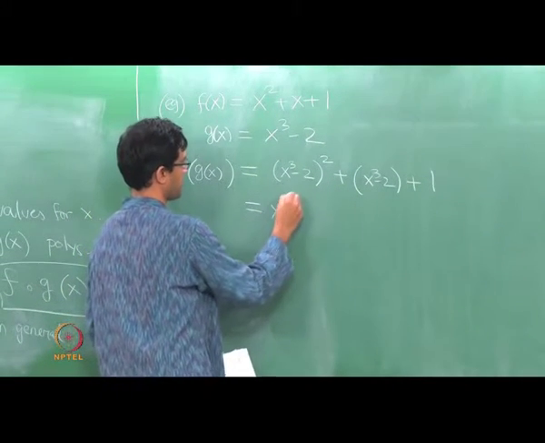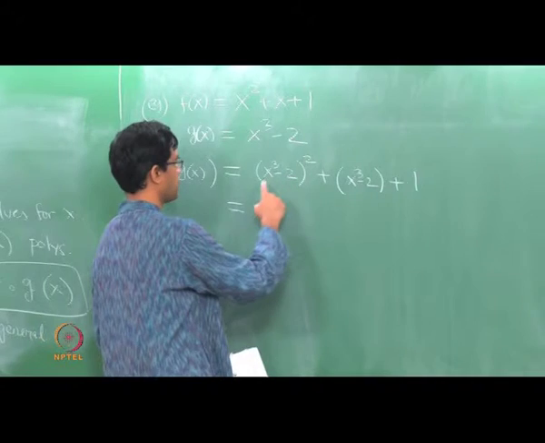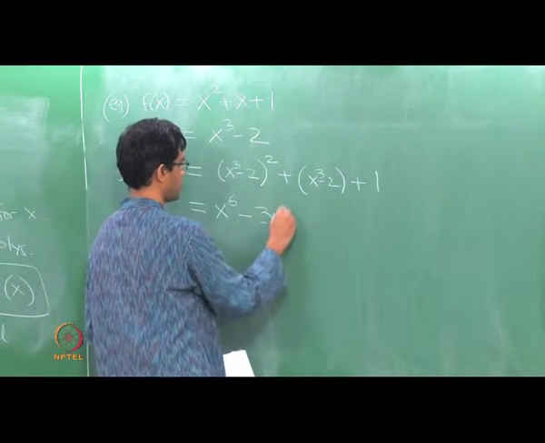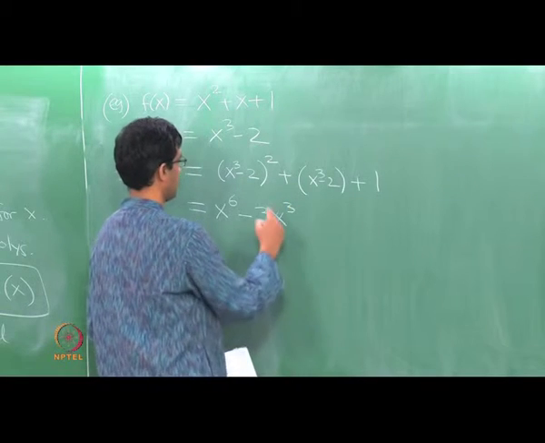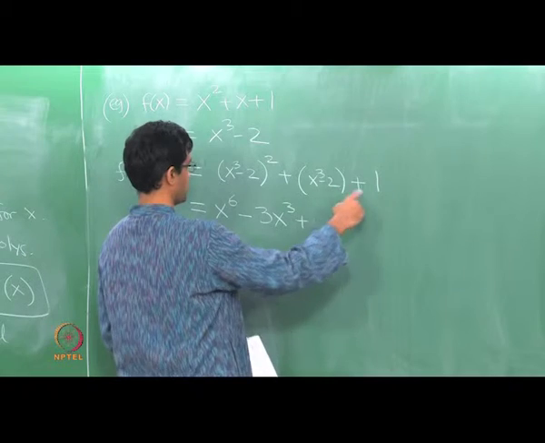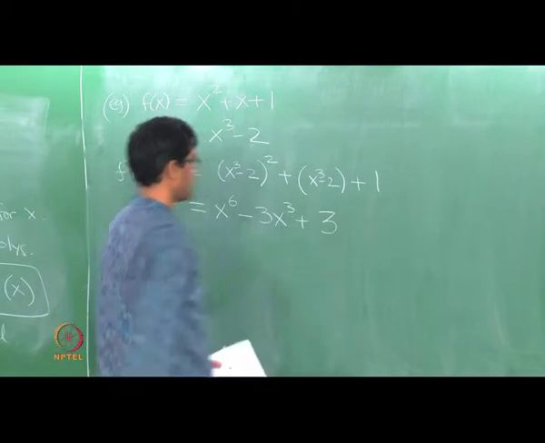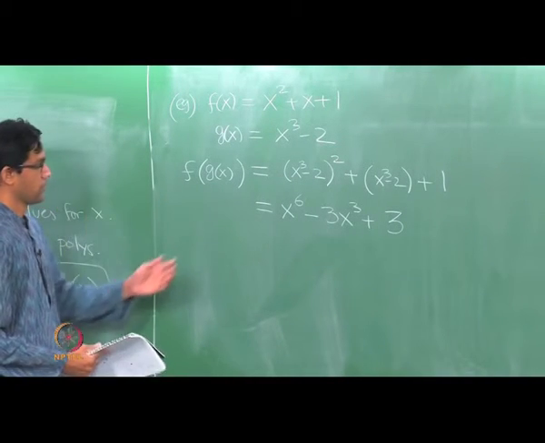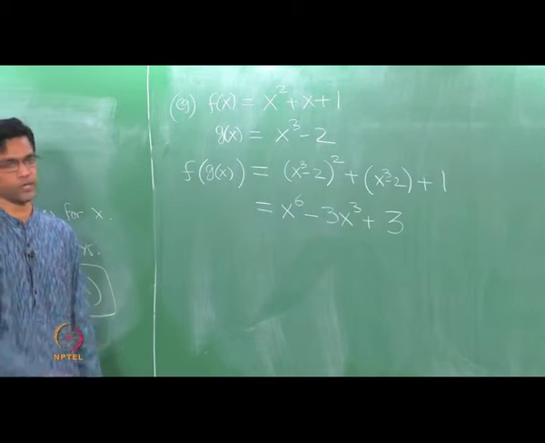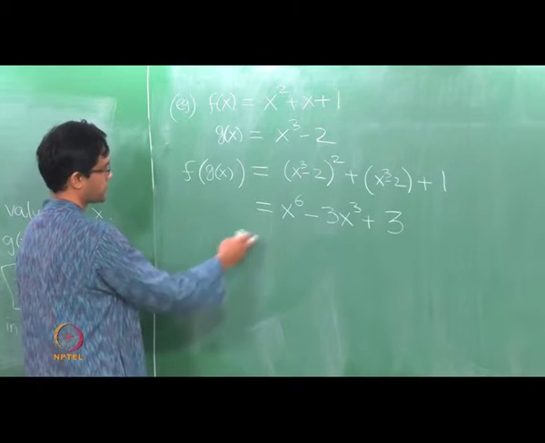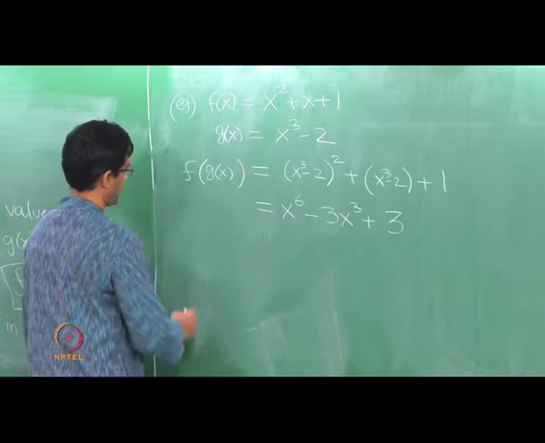This is x to the power 6 minus 4x cubed. There's an x cubed from there, so it's a minus 3x cubed plus 4 minus 2 plus 1. Okay, so if you expand this out in full, this is what it turns out to be. And of course one can similarly compute in this case g of f of x to see that in fact it's not the same.